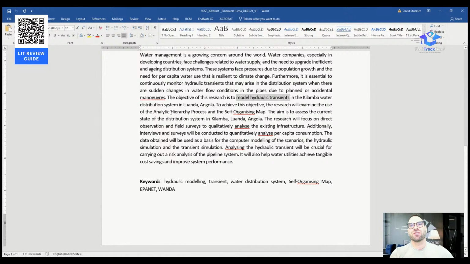Last thing that jumps out, this seems to disconnect. Right, I don't know if people are going to know what this is. Self-organizing map, I've never heard of this. Analytic hierarchy process, never heard of that either. So definitely check that as well. That's a little quirky, but it might be a specialized engineering term. Again, thanks for sharing that with us.